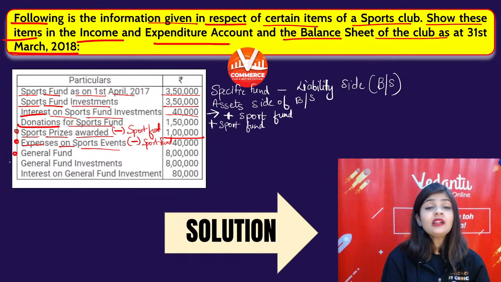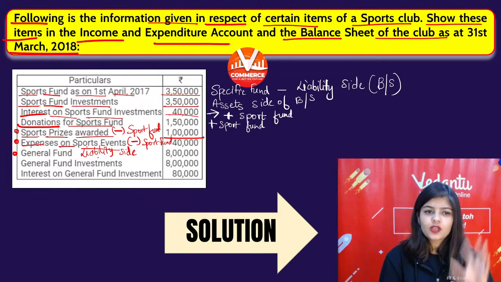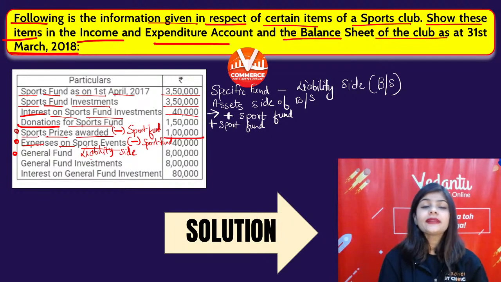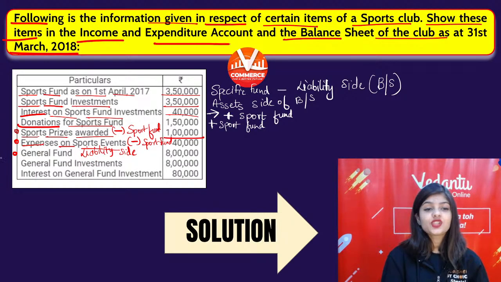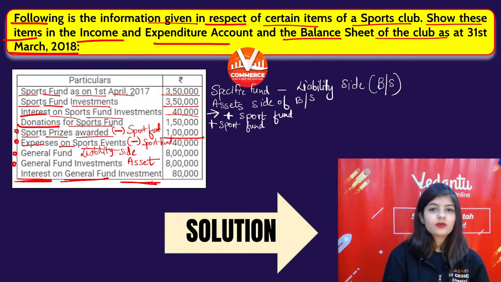Then general fund. General fund is also represented as a liability. Any fund will be represented as a liability in the balance sheet. So general fund you will record on the liability side of the balance sheet. Then general fund investment. Investment is an asset.